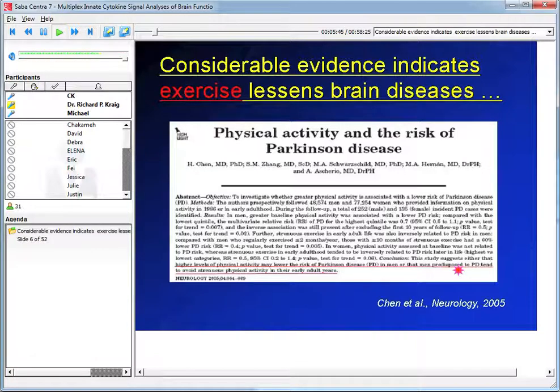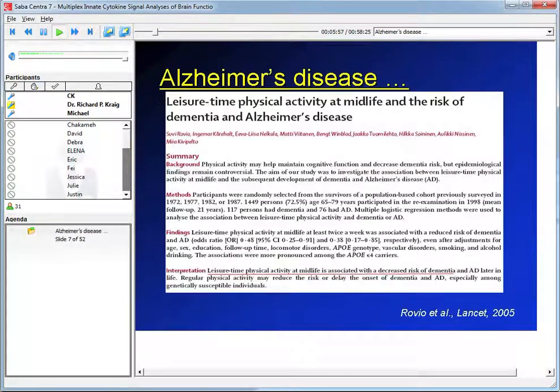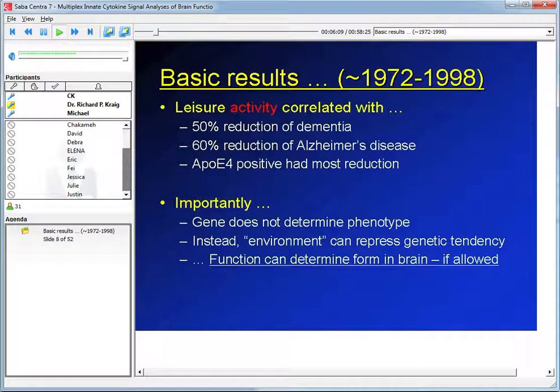So physical activity can strengthen the brain to lessen the decline in a neurodegenerative disease. I'm going to show you that that applies to Alzheimer's, stroke, etc. And in fact, an Alzheimer's study found the same thing, that leisure time physical activity, anywhere from middle life on, decreased the rate of decline in Alzheimer's disease.